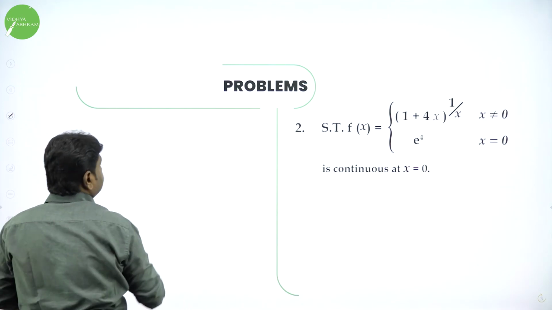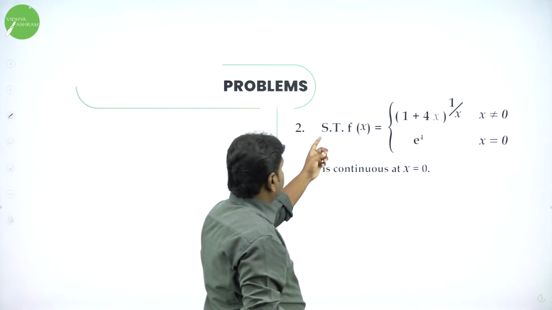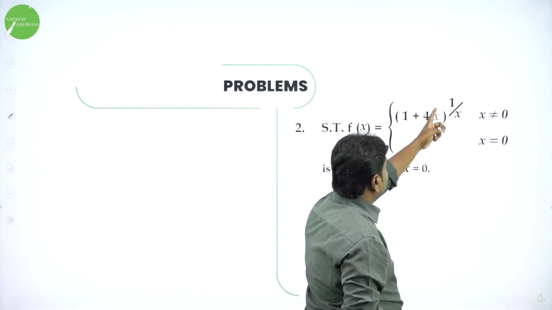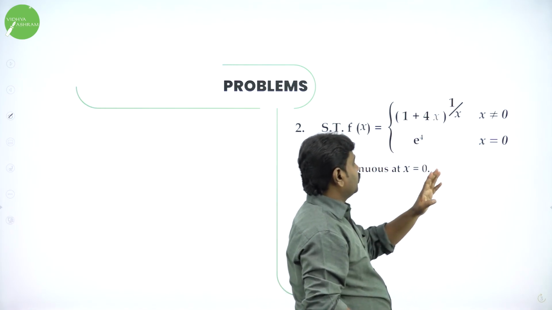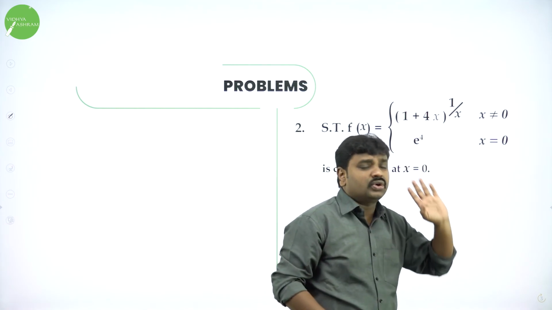Next we have, show that f of x is equal to 1 plus 4x whole power 1 by x, x not equal to 0 and e power 4 when x is equal to 0.